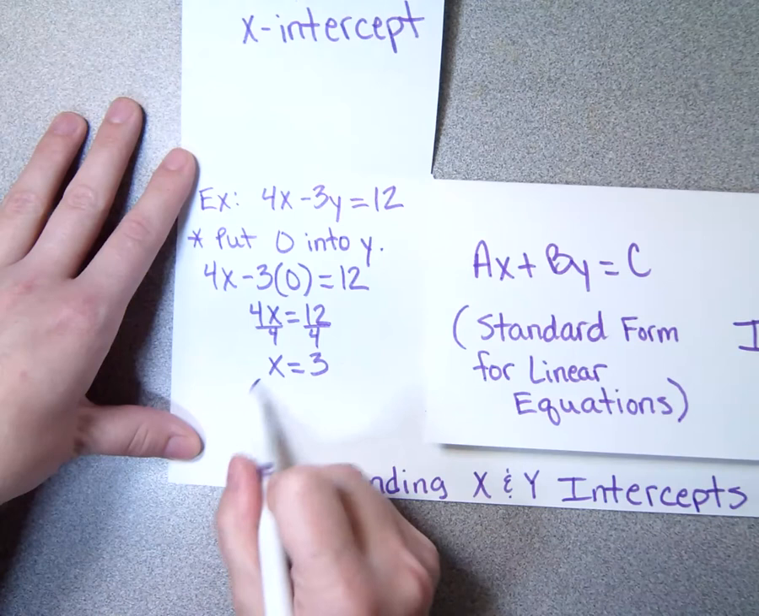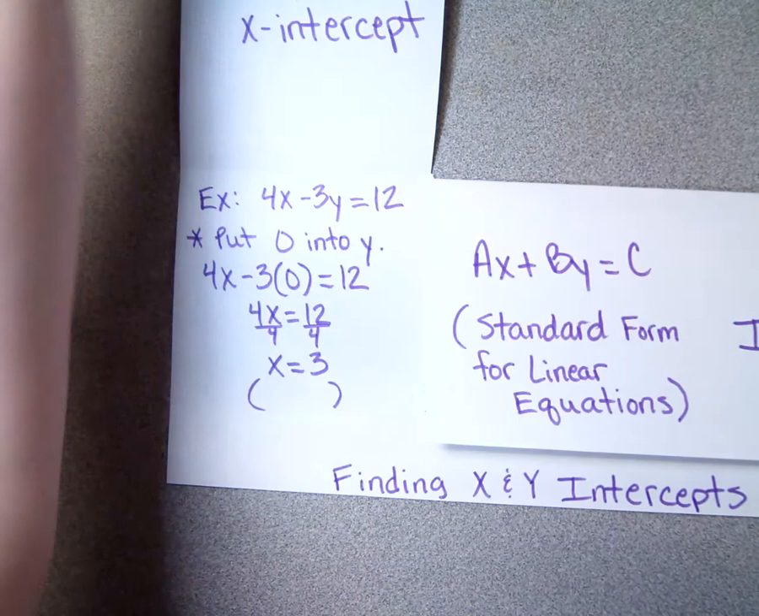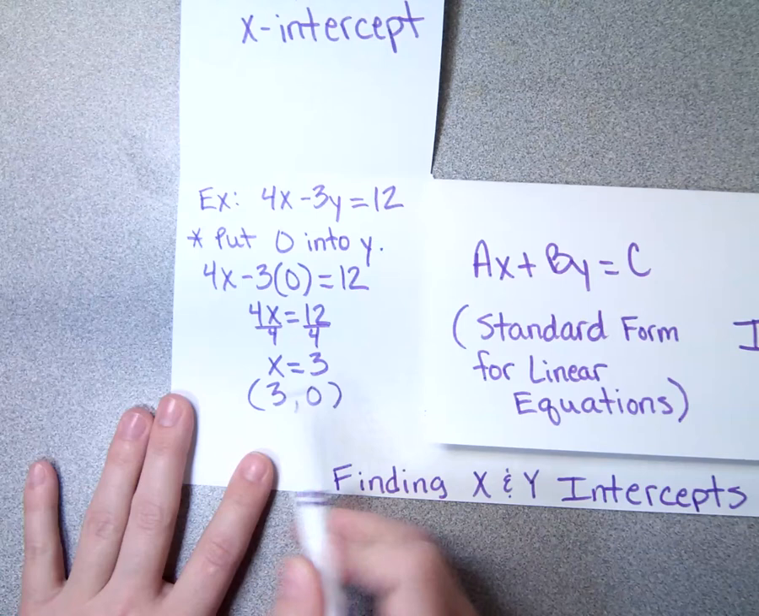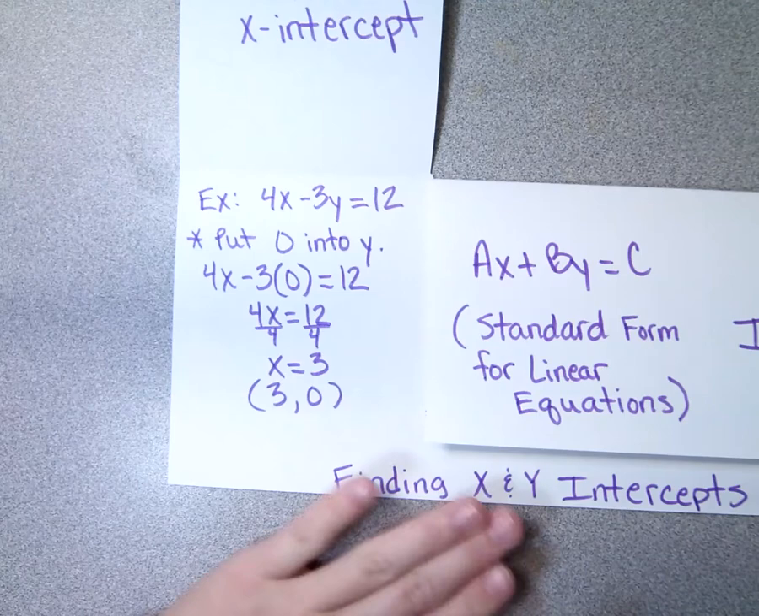Now, I just want to write that as an ordered pair. And what would that look like as an ordered pair? It would be the point 3, 0. The x-coordinate always goes first. 0 was what we put into the y. And that's how we find the x-intercept if something happens to be in standard form. We just plug 0 into the y, work it out, and solve for x.